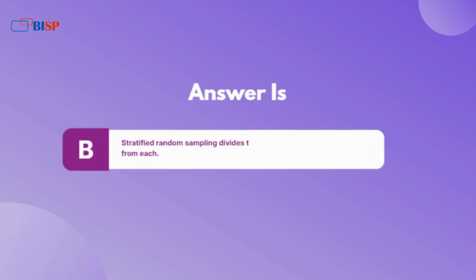Answer is B. Stratified random sampling divides the population into subgroups and samples from each.